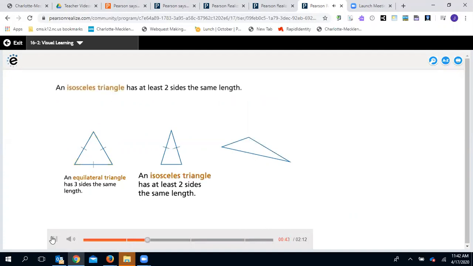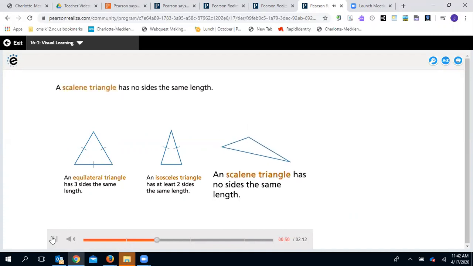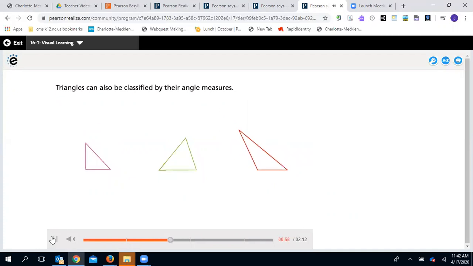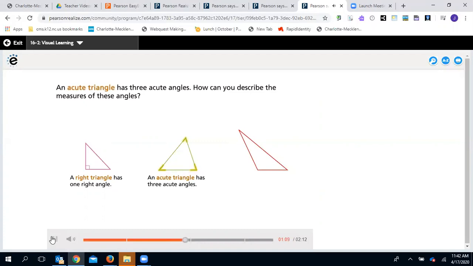An isosceles triangle has at least 2 sides the same length. A scalene triangle has no sides the same length. Triangles can also be classified by their angle measures. A right triangle has 1 right angle. An acute triangle has 3 acute angles.